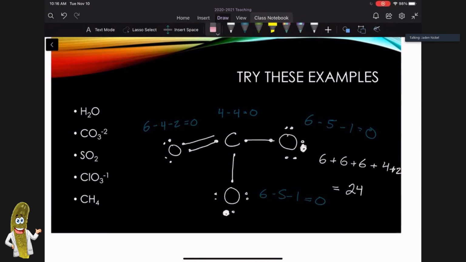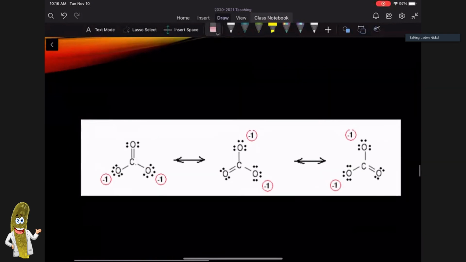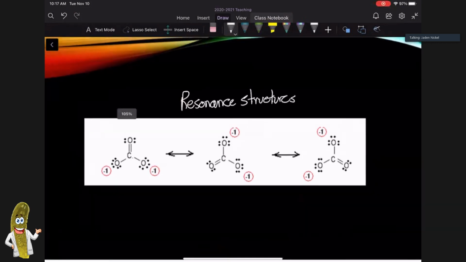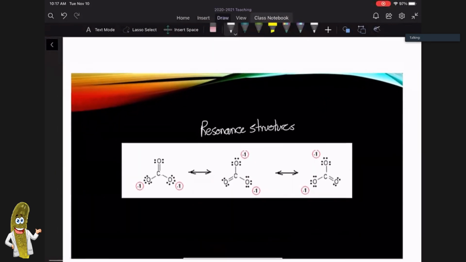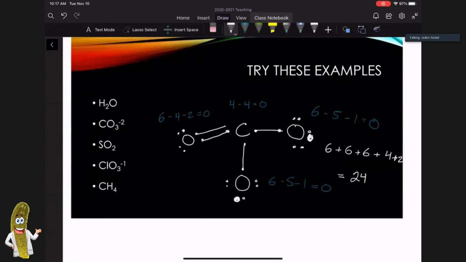Questions about CO3 2-? The reason that there are 3 different structures shown here is just to show you that these are called resonance forms or resonance structures. And those basically say that any one of these three is possible. Any one of those three is possible, and they're all equally correct. It just depends on how you turn the molecule visually and look at it.